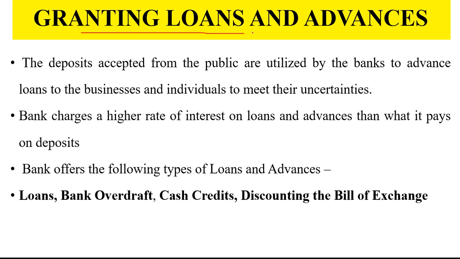Next is granting loans and advances. Under the primary functions there is accepting deposits, and under accepting deposits there are demand deposits and time deposits. The second part of the primary function of a commercial bank is granting loans and advances. The bank accepts deposits from the public, and utilizes these deposits in the form of loans.